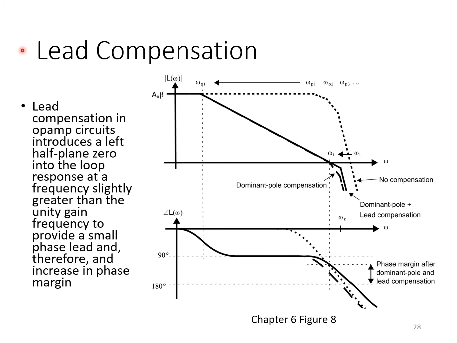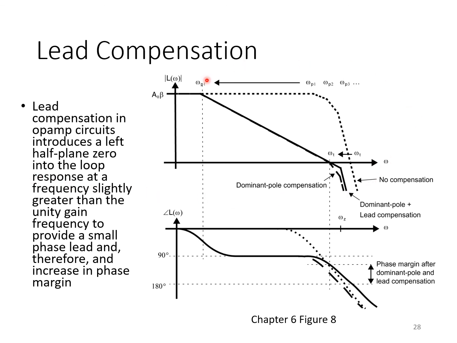Although dominant pole compensation is usually the first tool in our toolbox that we grab to compensate a feedback loop, it's not the only trick. Another common technique that's used to ensure a feedback amplifier has desirable dynamic performance is lead compensation. Lead compensation introduces a left half plane zero into the loop somehow, and generally at a frequency slightly greater than the unity gain frequency.